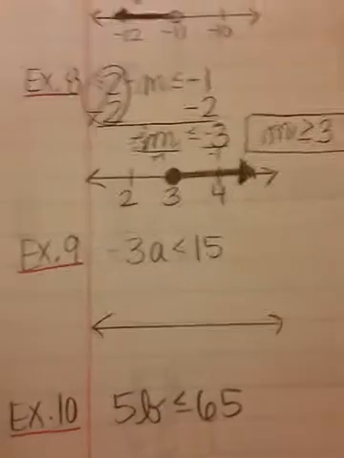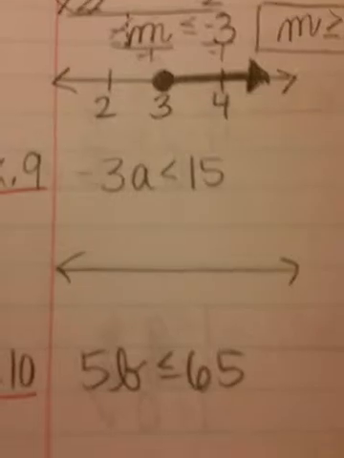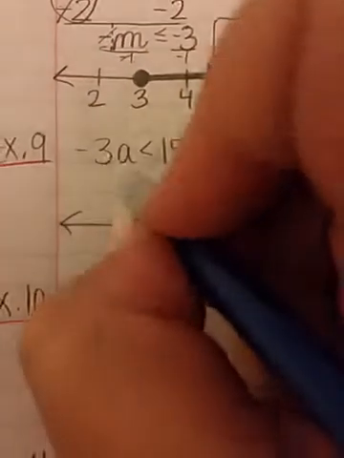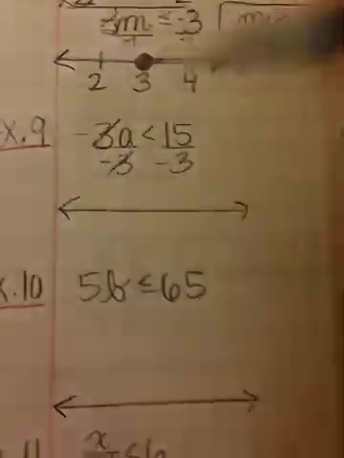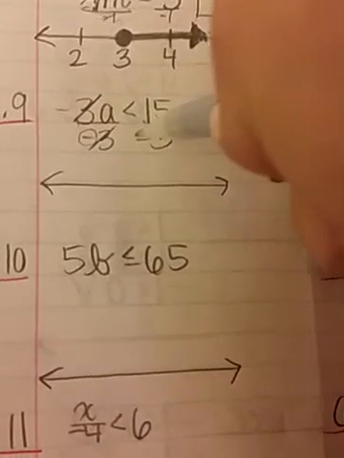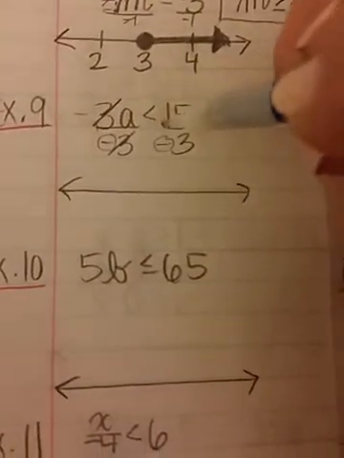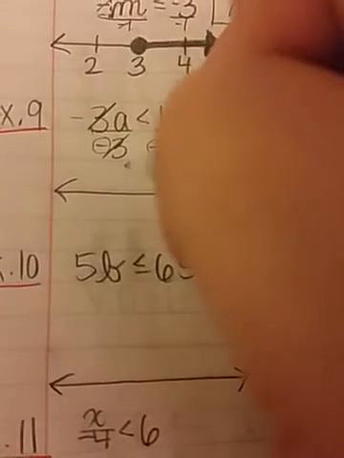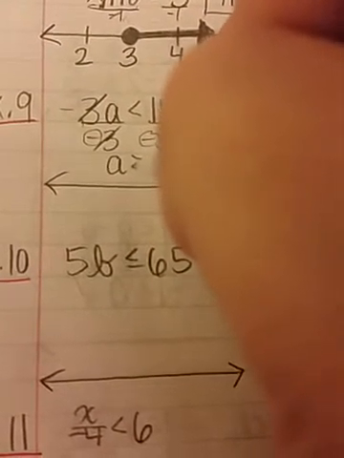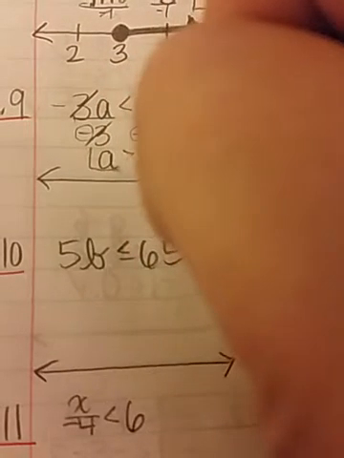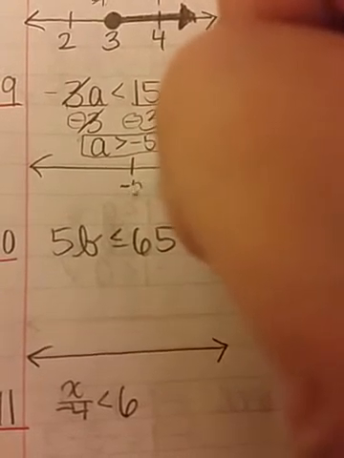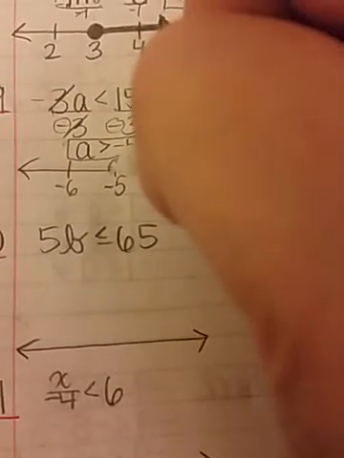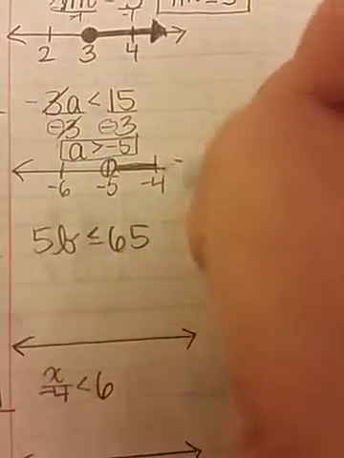Okay, example 9. I have a multiplication inequality. I'm going to divide both sides by -3. The -3s cancel each other out. And because I divided both sides by a negative number, I have to flip my sign. My answer becomes a is greater than -5. I did not give myself enough space, but I put -5 on my number line, -6 and -4. Open circle. Arrow to the right.